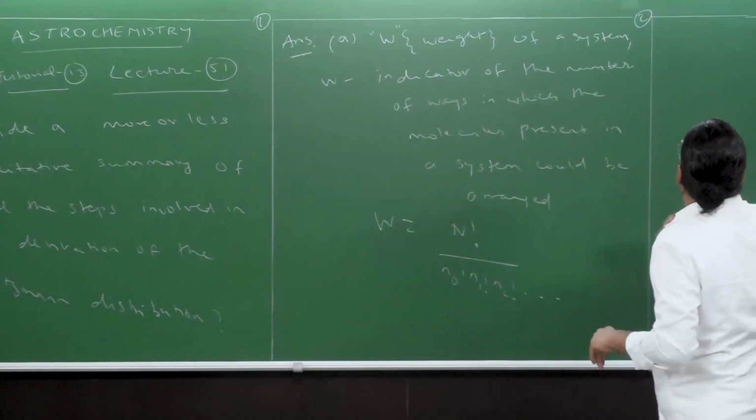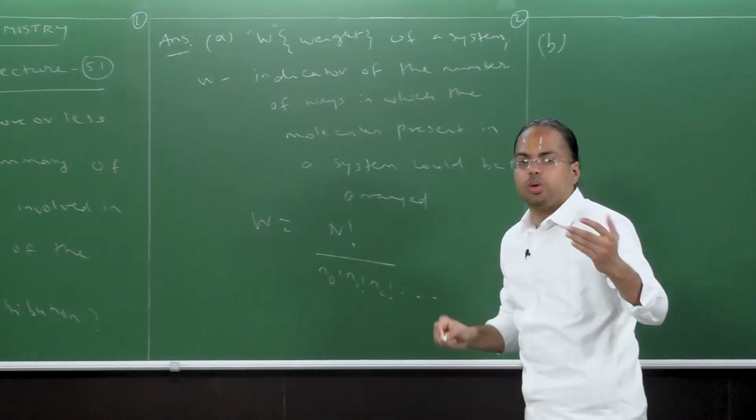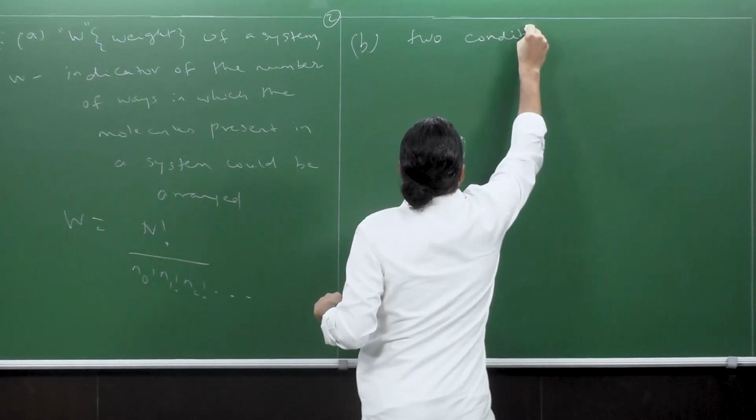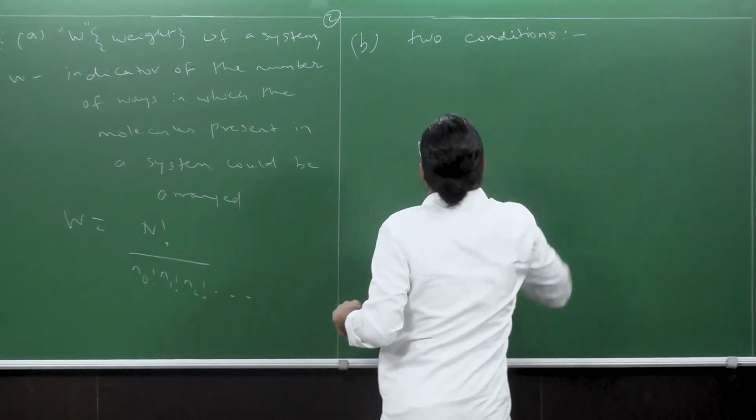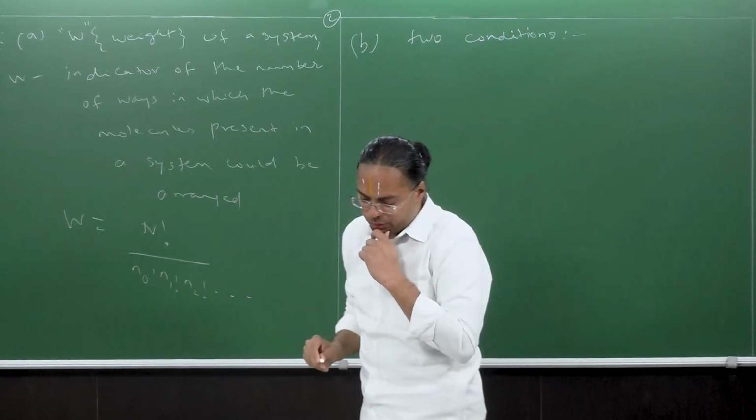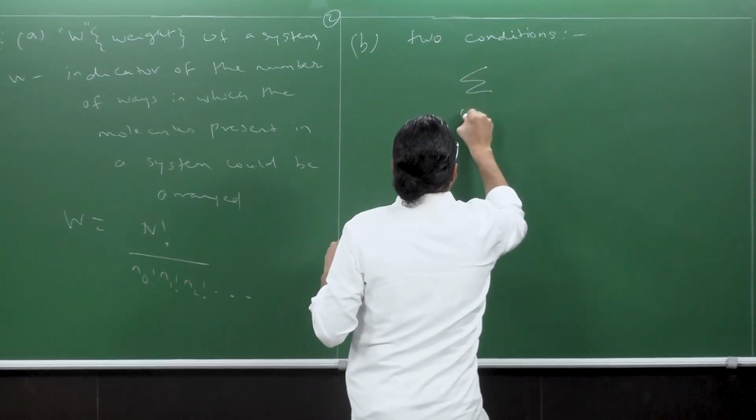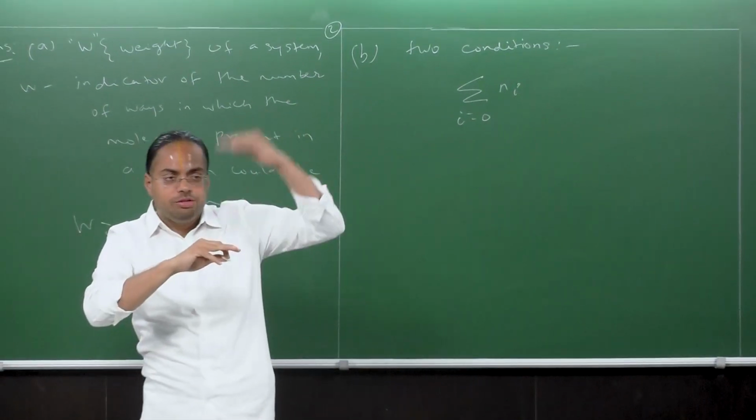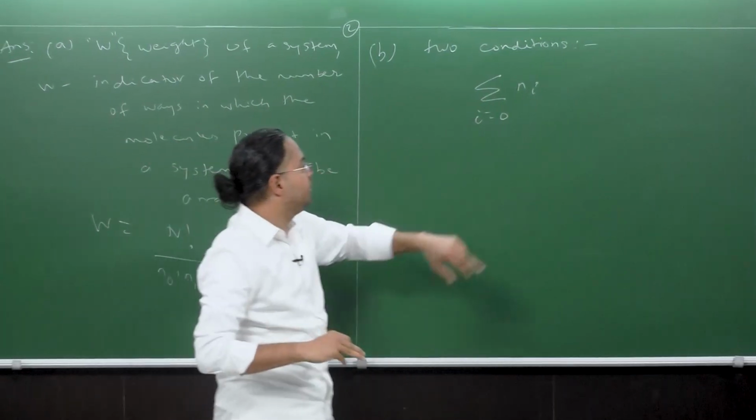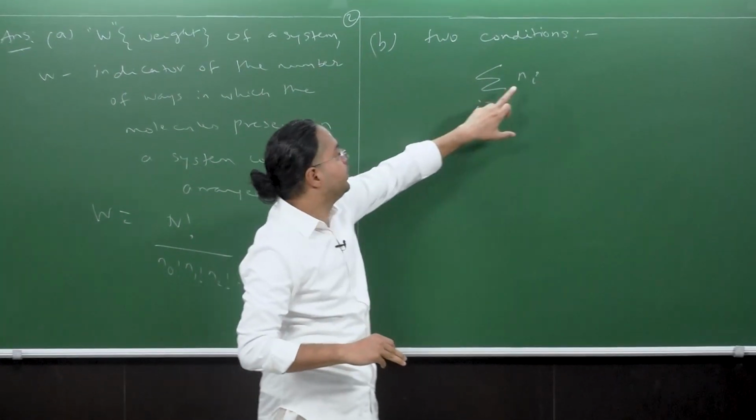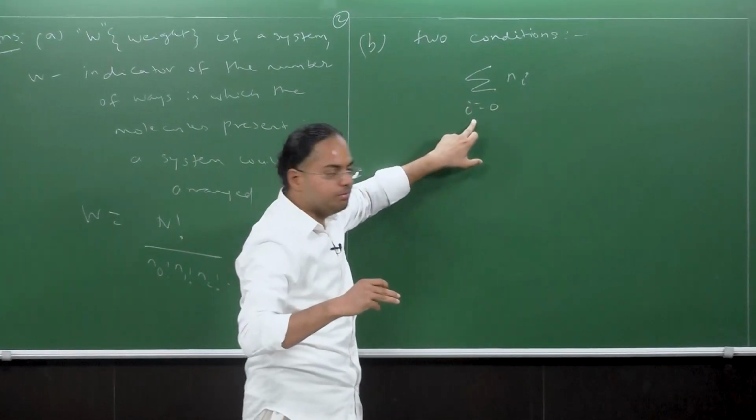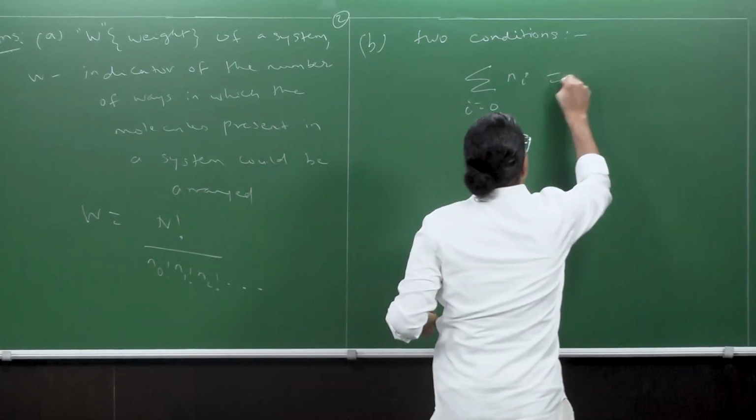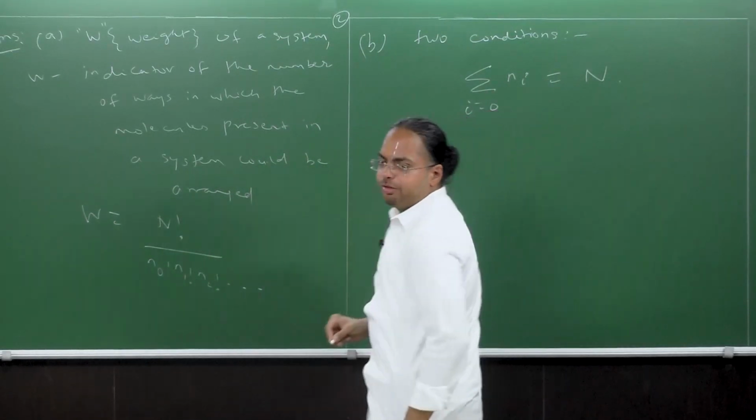Then what did we do? We then took the two conditions. What were the two conditions? The first was that the sum of the individual molecules in the various energy states, Ni being the number of molecules in the ith energy state, starting from i equal to 0 up to however many energy states there are, is equal to the total number of molecules present.